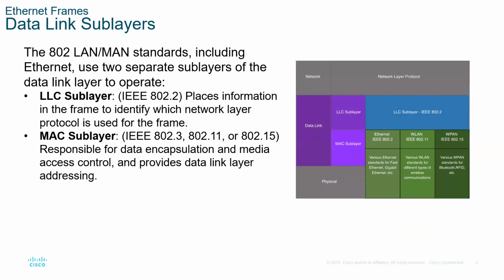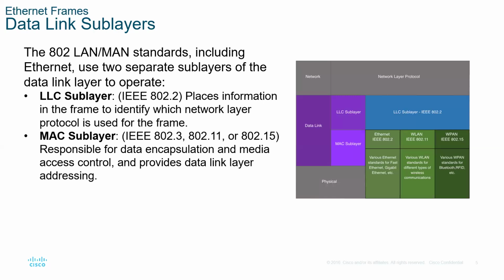Data link sublayers. The 802 standards, including Ethernet, use 2 separate sublayers of the data link layer. We defined those when we did the previous module, which was the data link layer. You will see this module is a bit related to the data link layer and the physical layer. I already said that Ethernet belongs to 2 of those layers, so it will seem like we are repeating the same thing.